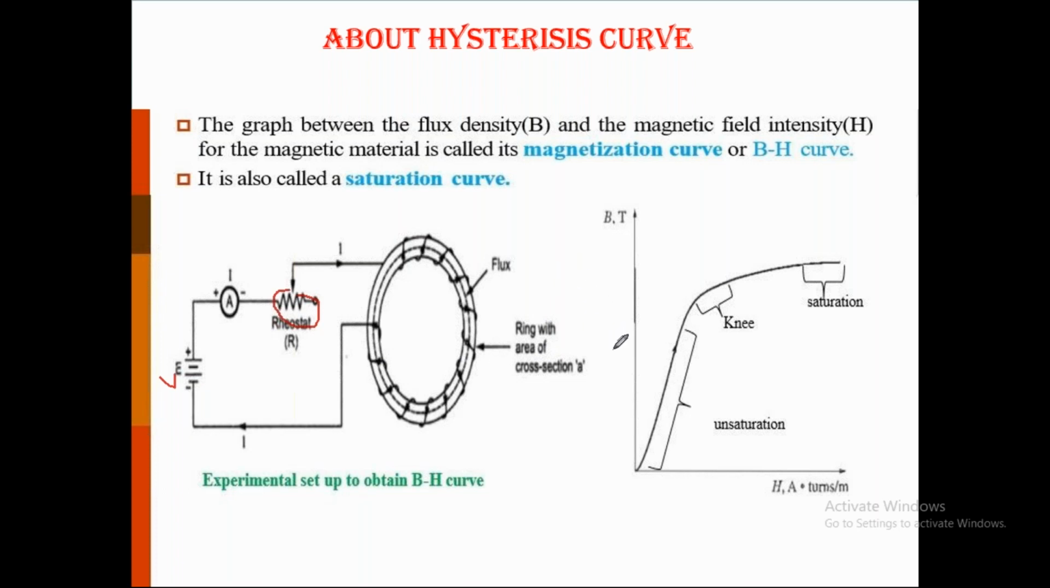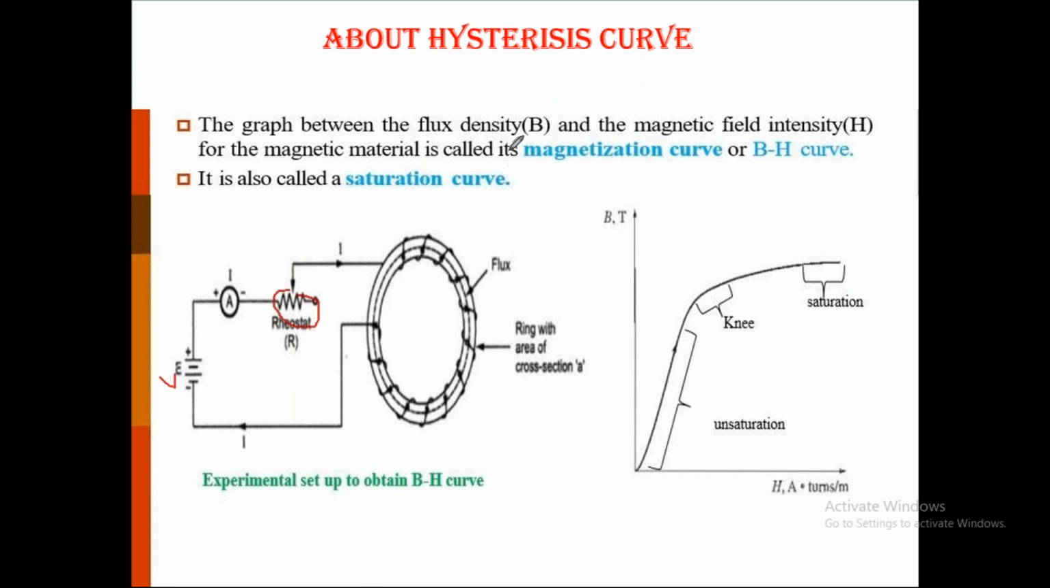Inductor is used for controlling the current. Just that is the difference between resistance and inductance. So rheostat is nothing but a variable resistor. So keep remembering, rheostat is nothing but a variable resistor. Now from this circuit we are obtaining that hysteresis curve. Now let me see how the hysteresis curve will be obtained.